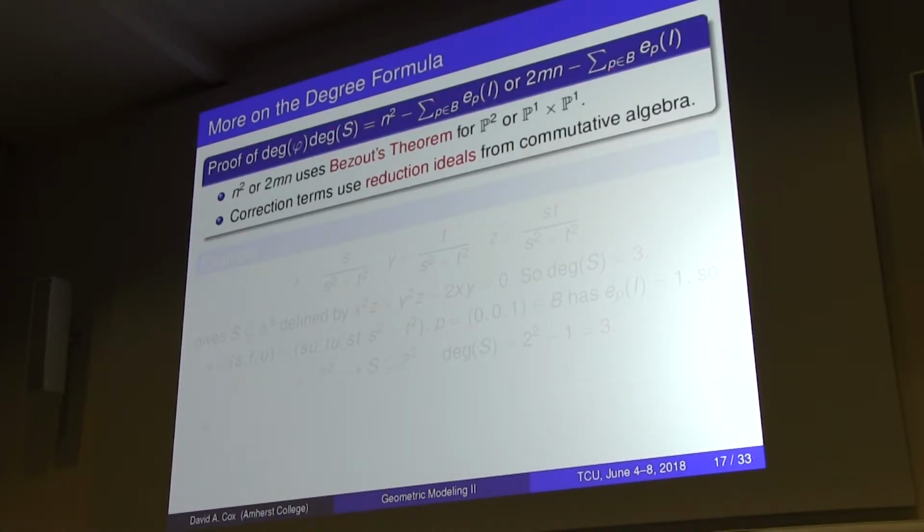And I want to say just a tiny bit more about the proof of this, because notice that n squared and that 2mn, it turns out that's really Bezout's theorem. And so, if I had P2, 2 curves of degree n, that's the number of points of intersection. If I have 2 curves here of bidegree mn, that's the number of points of intersection by Bezout's theorem. So that part is the Bezout's theorem one. And to really get a handle on this one, there's some serious commutative algebra. I do not know a totally elementary proof. In fact, the elementary proof I know uses reduction ideals from commutative algebra. Now, if that's the elementary proof, what's the other proof? And the answer is you read about Syzygy classes and Fulton's intersection theory.